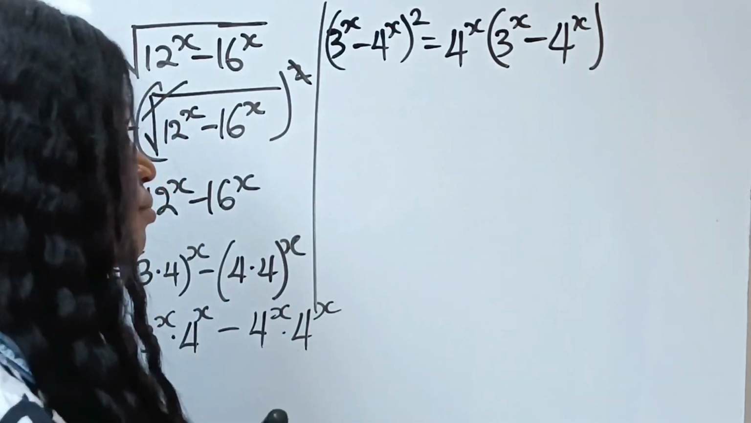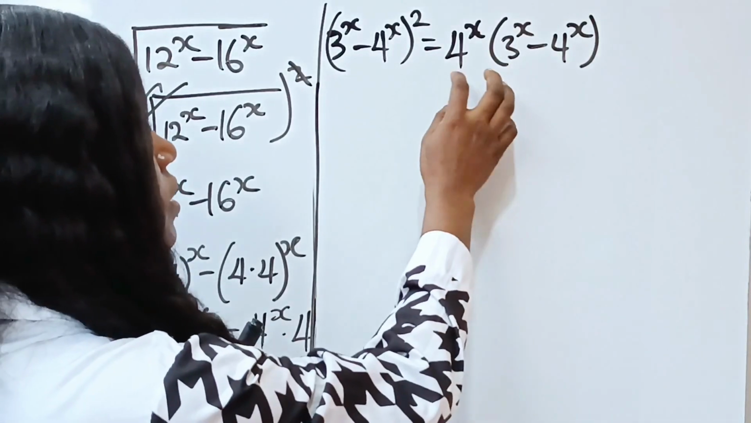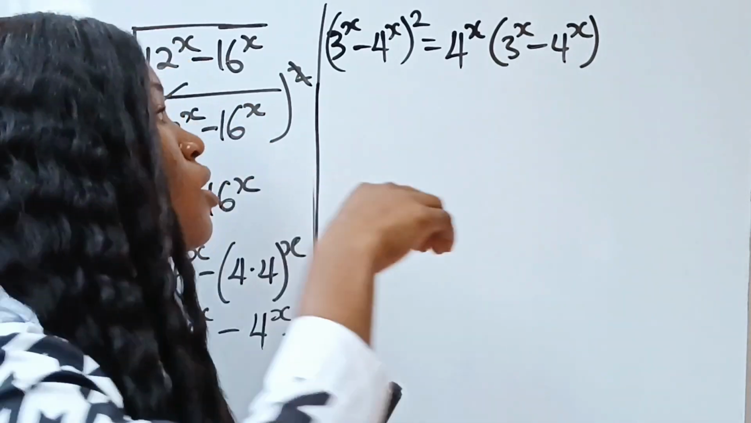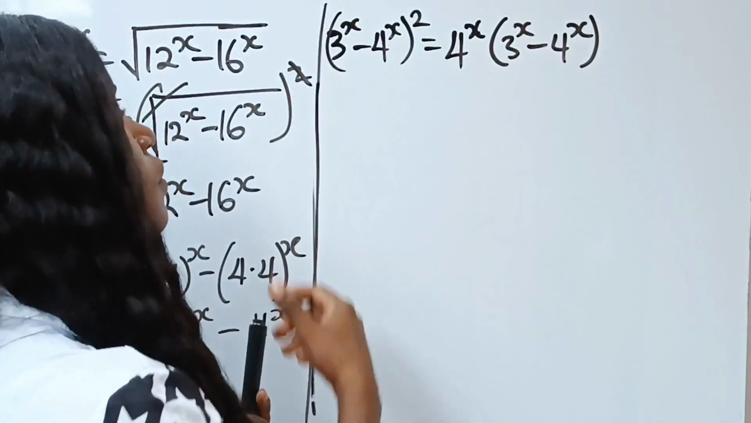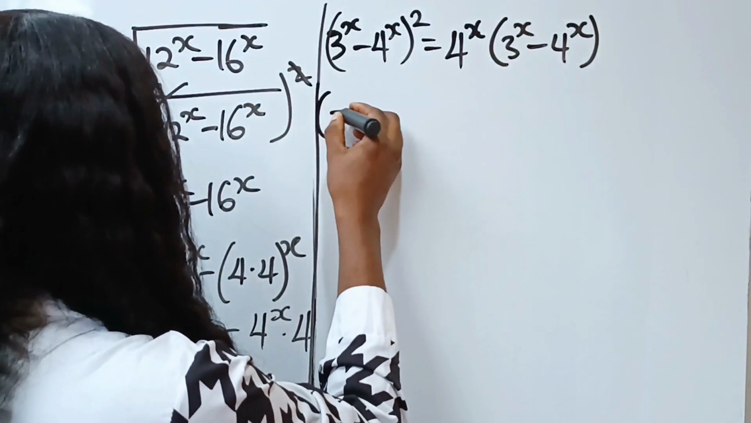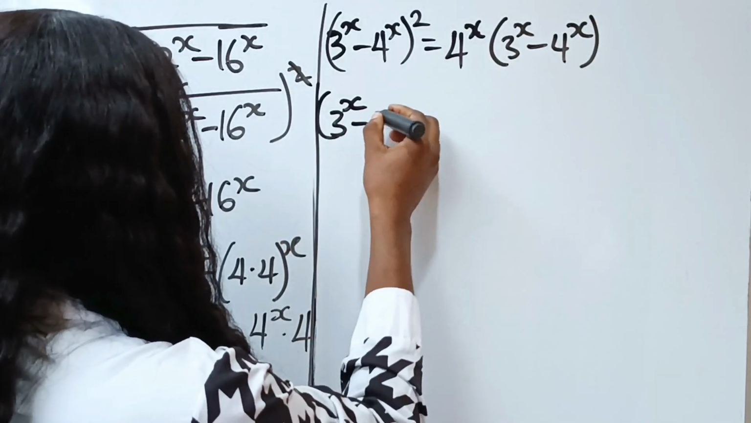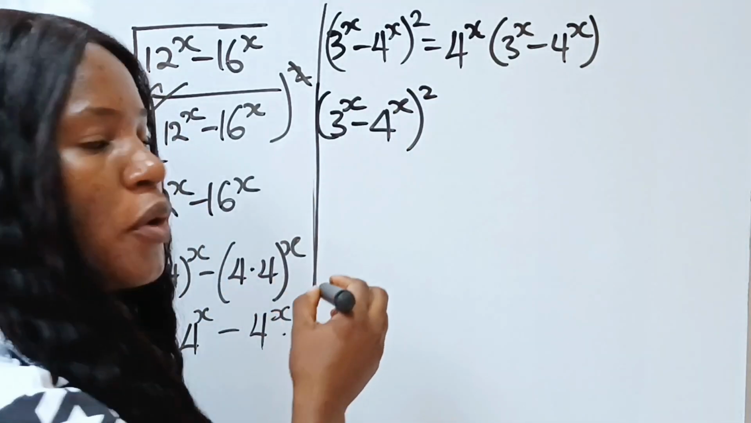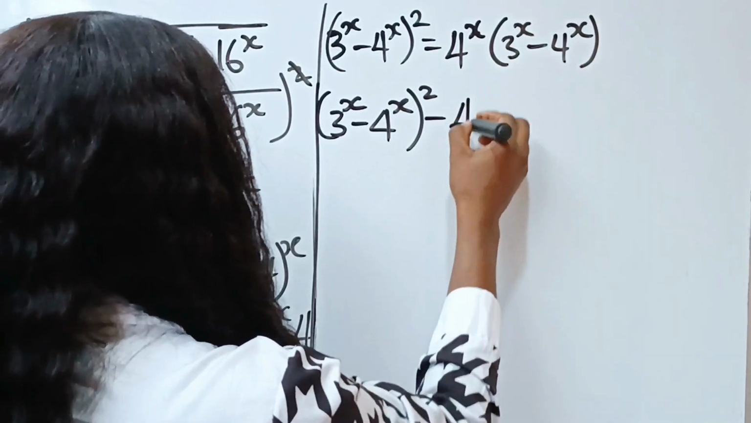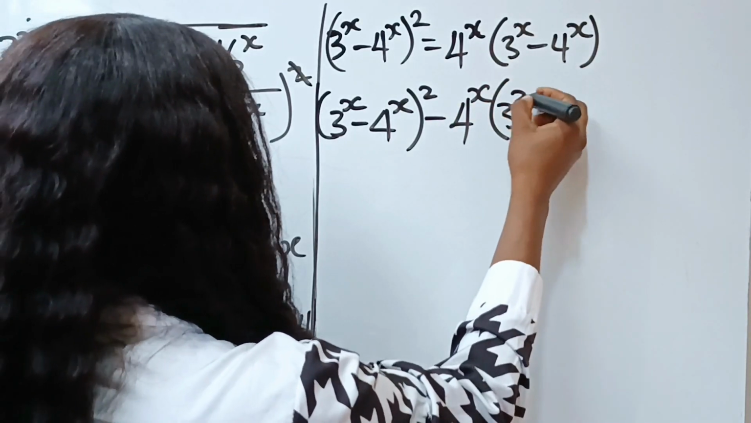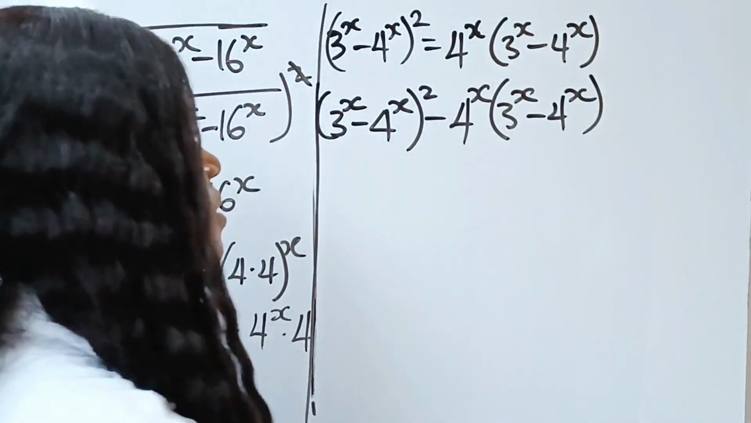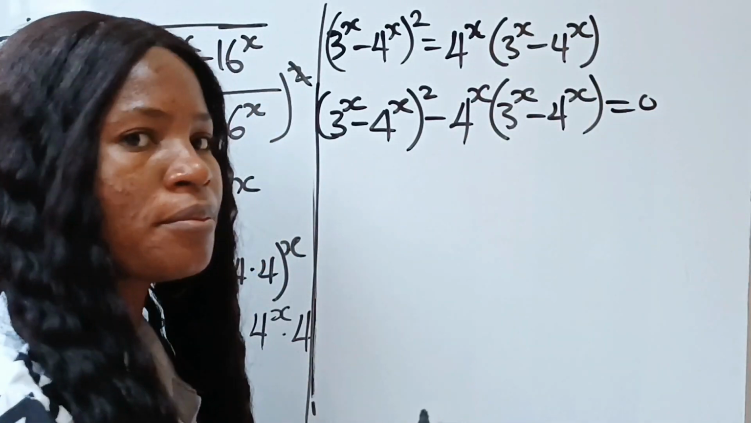All right, now we have this here and here, so let's bring them together. So if I transfer this to this side of the equation, I will have (3 to the power of x minus 4 to the power of x) all squared, minus 4 to the power of x multiplied by (3 to the power of x minus 4 to the power of x) is equal to 0.